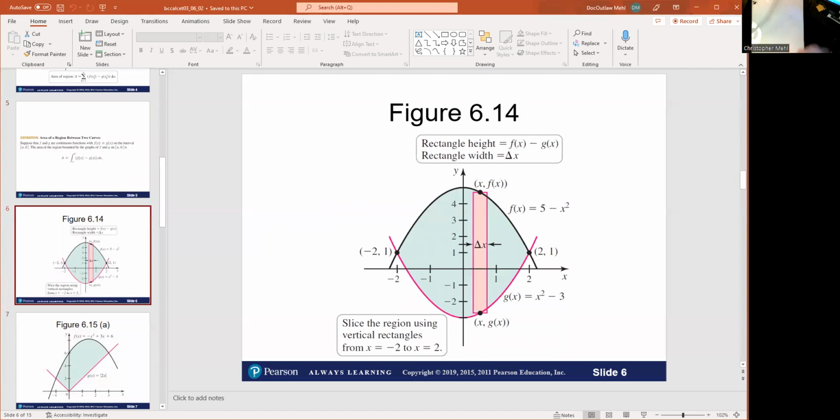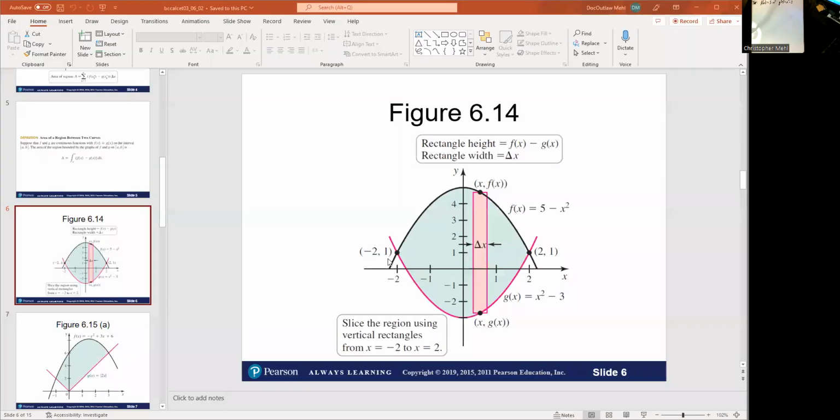We'll look at the following example. My two curves are f of x equals 5 minus x squared, and g of x equals x squared minus 3. I want the area of the region bounded by those two curves. In order to do that, I need to know what the region is. So what if I'm not told what a and b are? I just want the area bounded by those two curves.